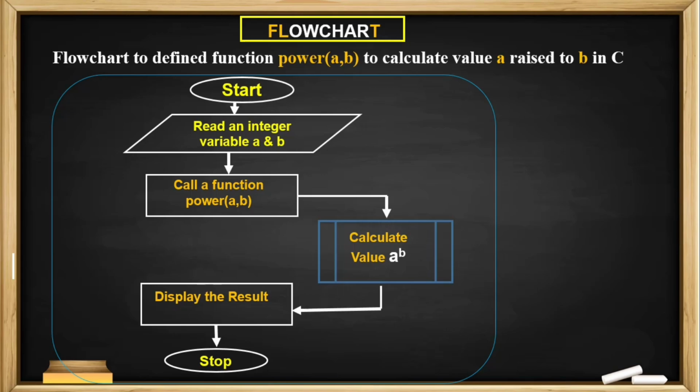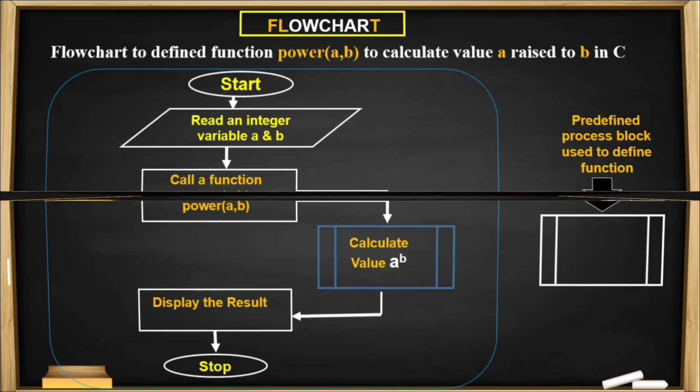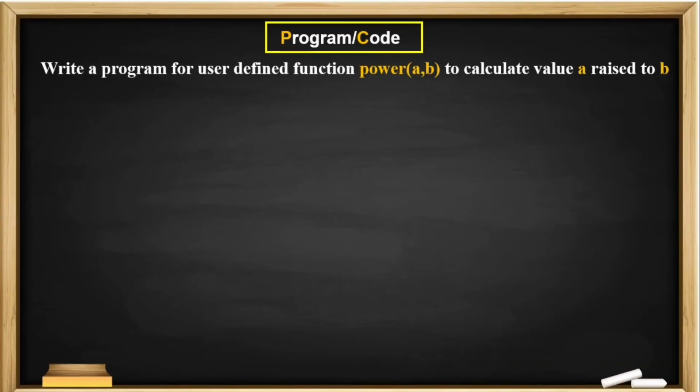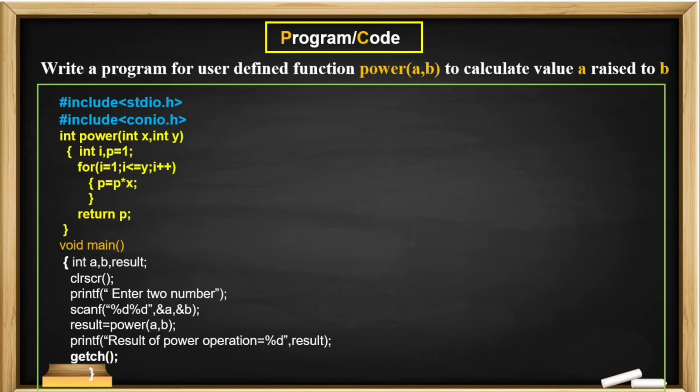Now the function is called, that is power(a, b), as shown in the rectangular block. Further, control is transferred to the predefined process block as shown. It is also called the subroutine block. Finally, the computed result is displayed in the input-output block. The flowchart ends with stop.